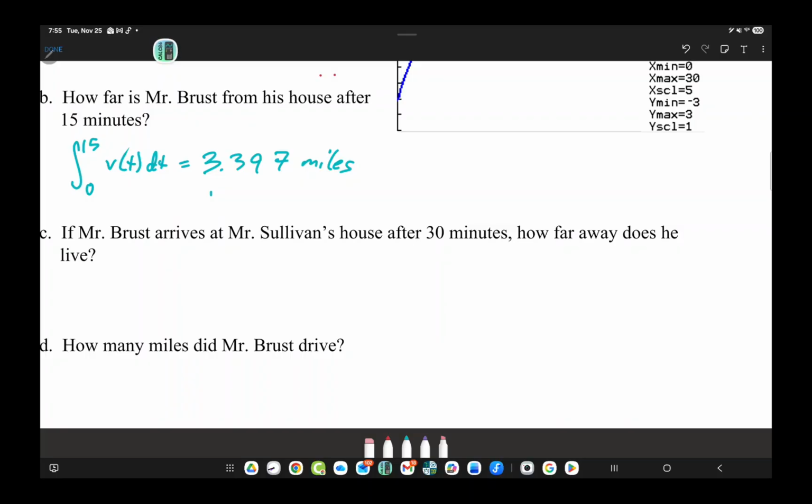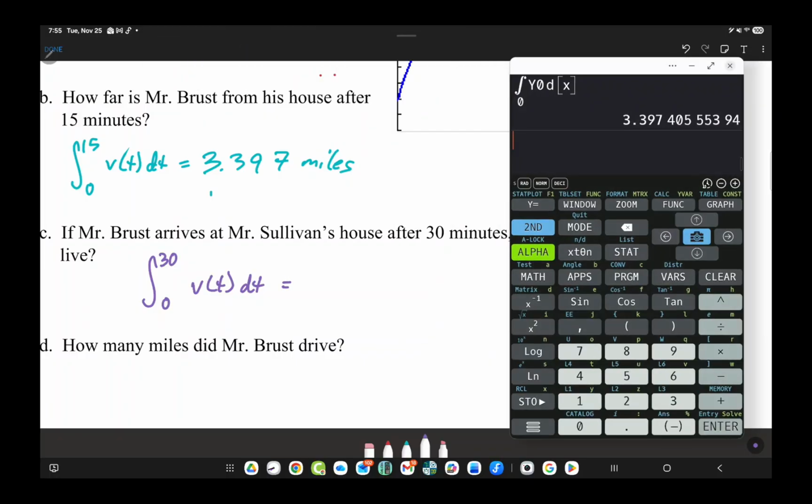Now, getting to the point of this question, Mr. Brust arrives at Mr. Sullivan's house after 30 minutes. How far away does he live? Okay, well, assuming that the function describes the distance away, integral from 0 to 30 of my v of t dt. I'm just going to plug that into the calculator. So second entry, change this to 30. About 22.824 miles.